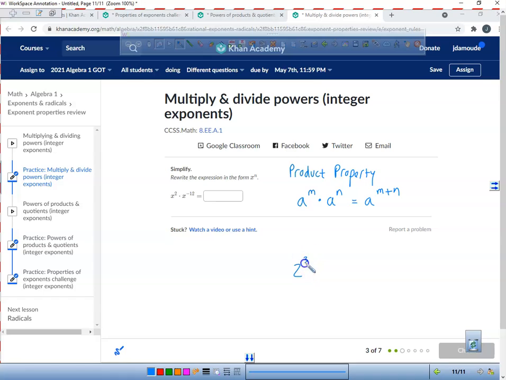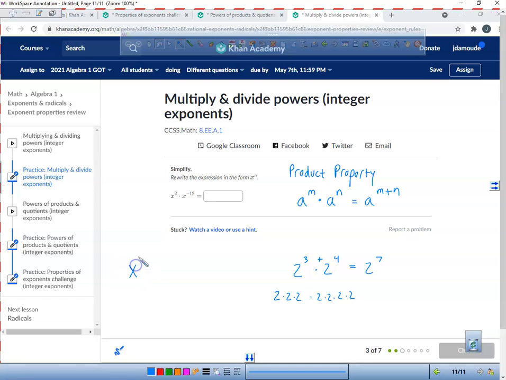If I said 2 to the power of 3 times 2 to the power of 4, 2 to the power of 3 means 2 times 2 times 2, 2 cubed. 2 to the power of 4 means you're multiplying that 2 to itself 4 times. How many times do you multiply them together? You multiply them together a total of 7 times. That's why you're allowed to take these exponents and simply add them together. So that's called the product property.